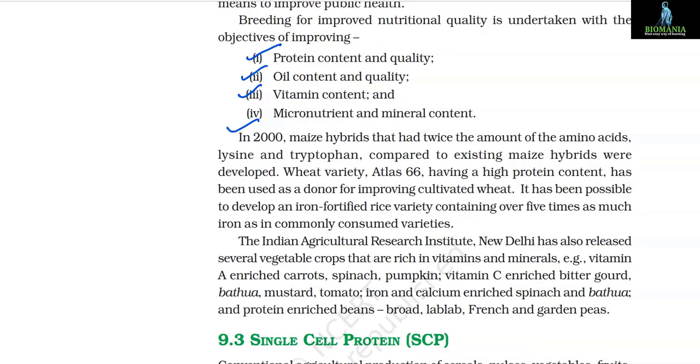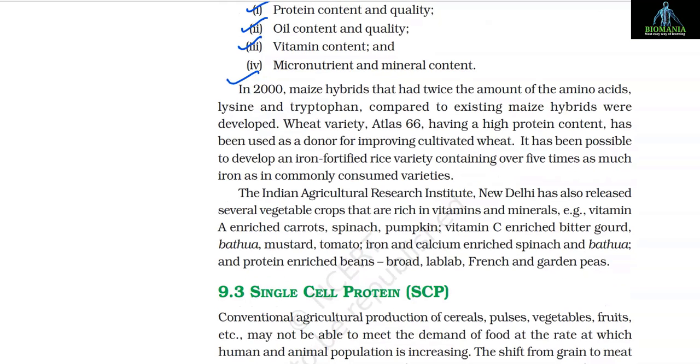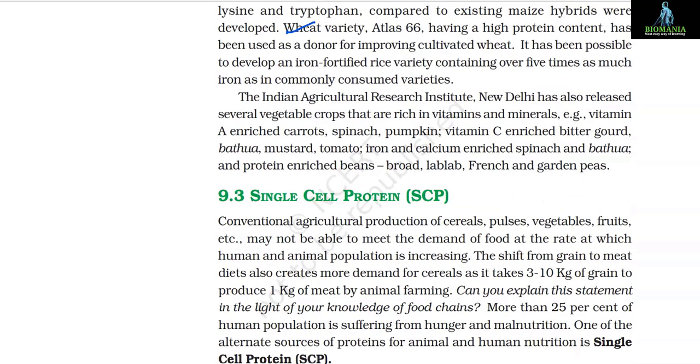In 2000, maize hybrids that had twice the amount of the amino acids lysine and tryptophan, compared to existing maize hybrids, were developed. Wheat variety Atlas 66, having a high protein content, has been used as a donor for improving cultivated wheat. It has been possible to develop an iron-fortified rice variety containing over 5 times as much iron as commonly consumed varieties.